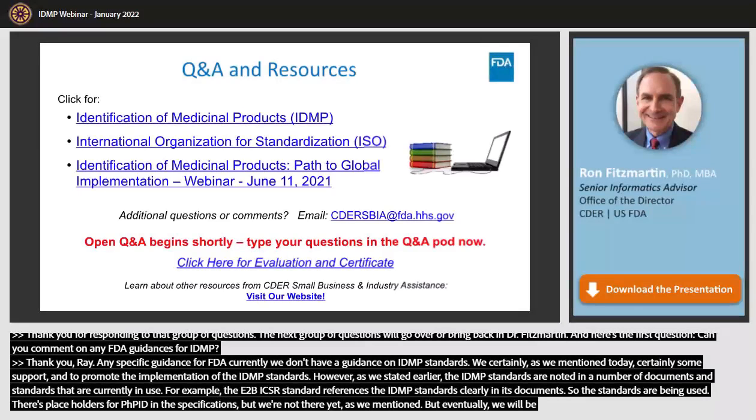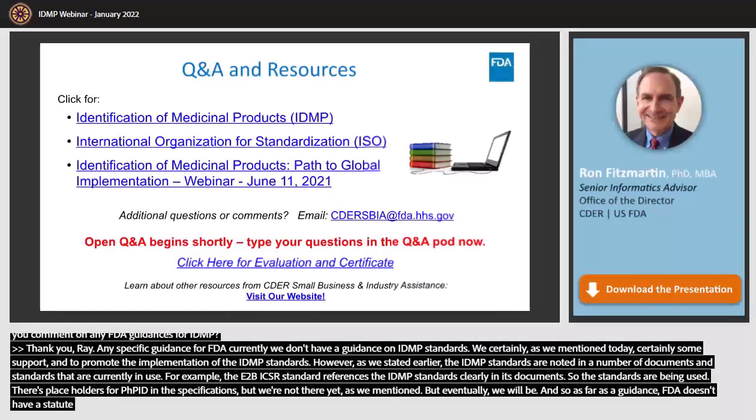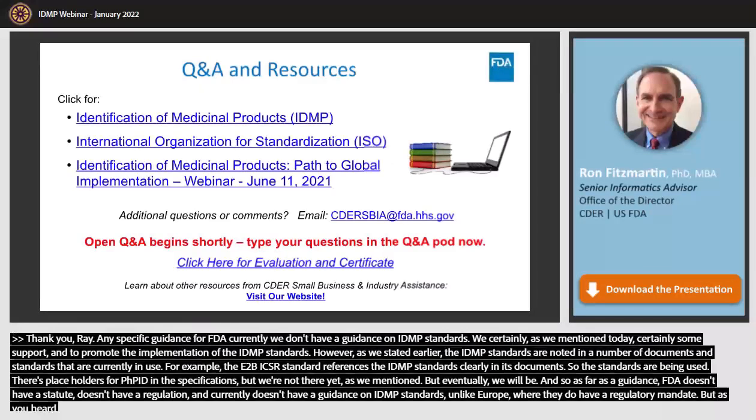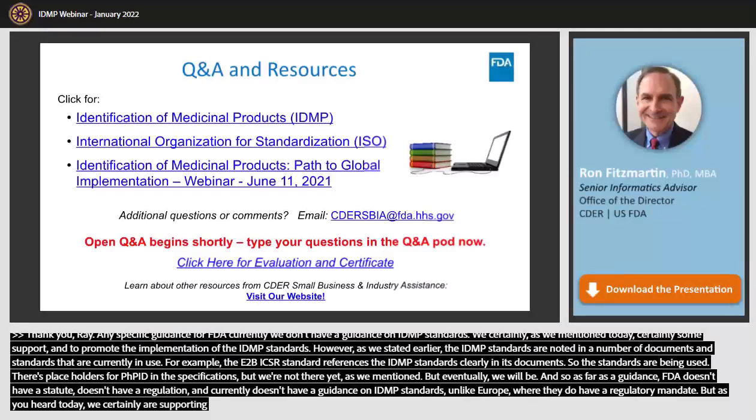So as far as a guidance, FDA doesn't have a statute, doesn't have a regulation, and currently doesn't have guidance on IDMP standards, unlike Europe, where they do have a regulatory mandate. But as you heard today, we certainly are supporting the implementation and eventual use of the standards globally. Thank you.